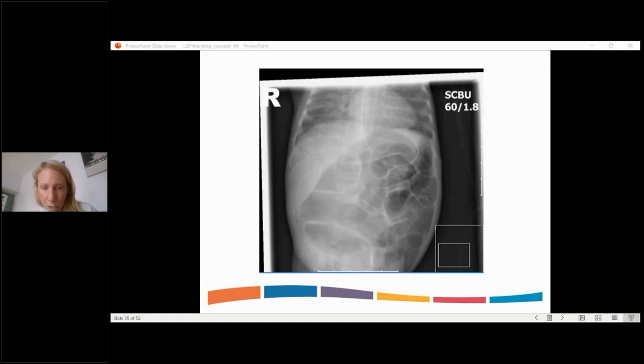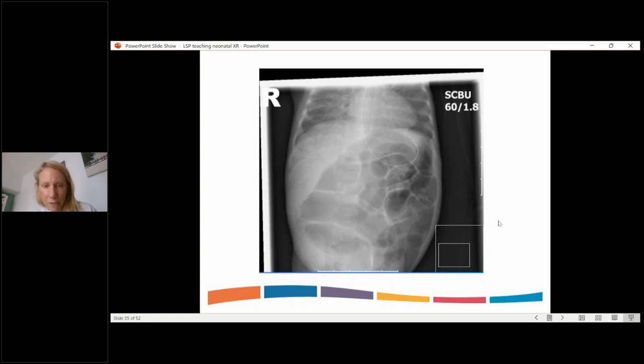And then some of you in the chat have also said portal venous gas and pneumatosis. So you can see here that if you imagine the biliary tree and what that looks like within the liver, when you get air within it, it looks a bit like a roadmap within the liver. So yep, we've got air here.